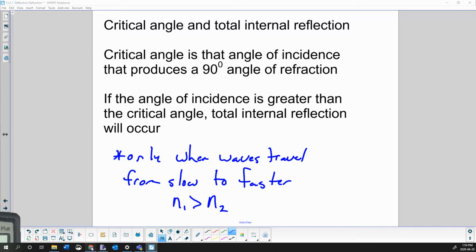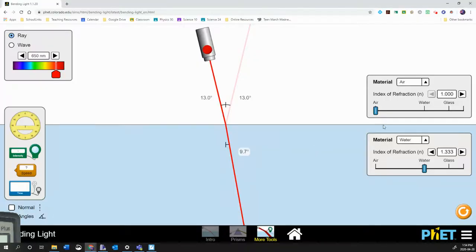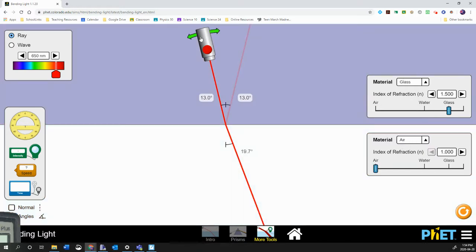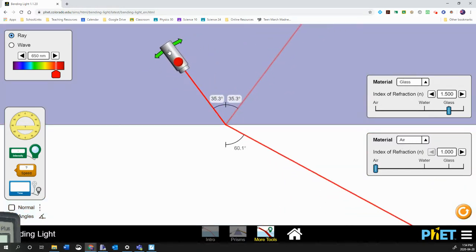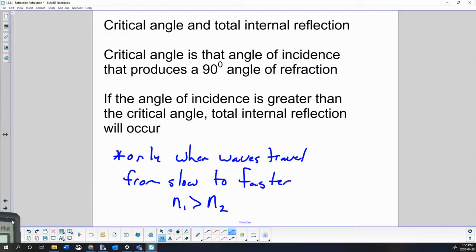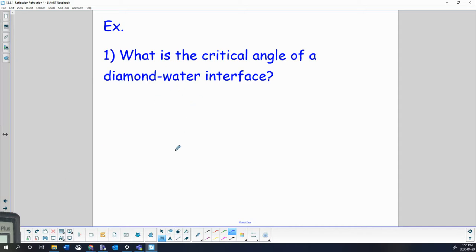So what happens from water to air will happen if we go from glass into air. We can also get a critical angle and total internal reflection. It all depends on how much the wave speeds up, how much it refracts. All right, so just one calculation to get an idea of how we can use this critical angle idea and understand the idea of critical angle to solve a problem.